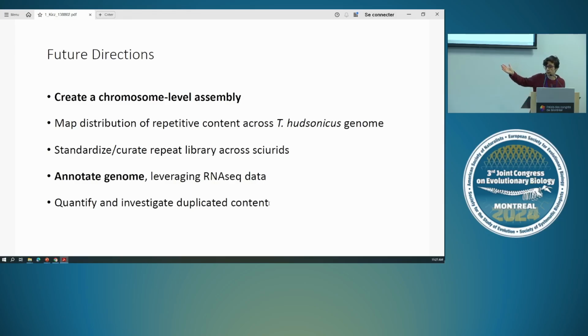Another way we can improve the genome is to annotate it. We already have RNA-seq data. That's up next. And then this will allow us to quantify and investigate that alternate hypothesis for genome expansion, which is the duplication of genetic content.